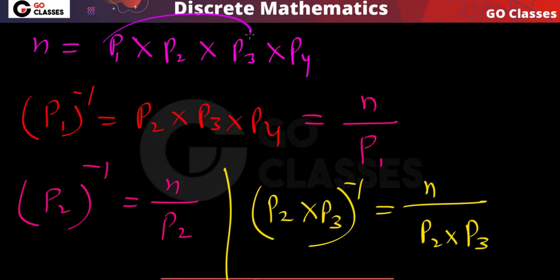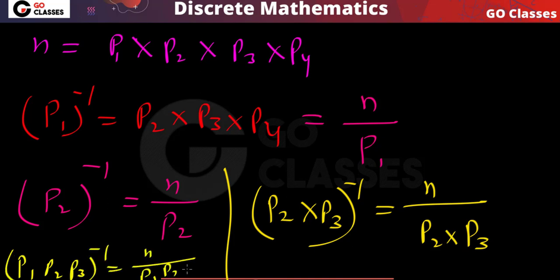If I ask you the complement of P1, P2, P3, this multiplication's complement, then that will be n divided by P1, P2, P3. Okay, so that is the idea. With an example this will be clear.